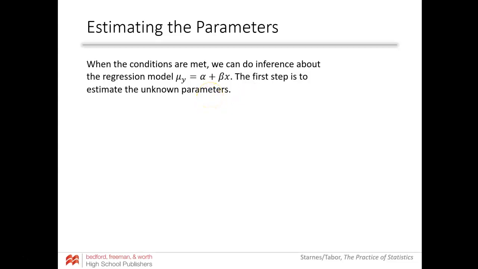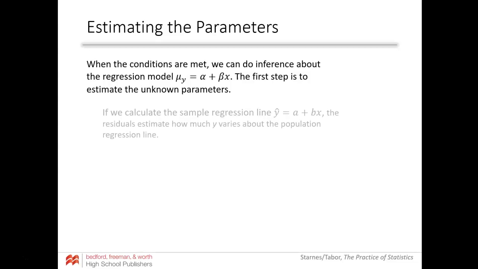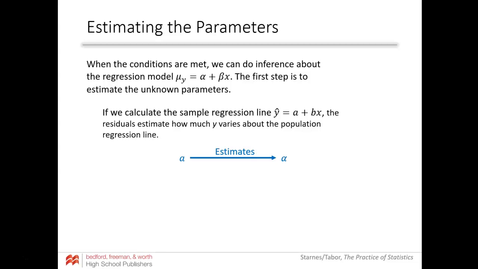When the conditions are met, then you can go ahead and do inference. So the two types of inference we're going to look at, as always, are hypothesis testing, but first we're going to look at confidence intervals. So the first step is to estimate the unknown parameters. Like we don't know alpha and we don't know beta, but we do know some sample data, right? We know the sample y-intercept and we know the sample slope, and we can figure out residuals to figure how much is varying from the population. So we're going to use, and this looks confusing because they look the same, a estimates alpha, and b estimates beta, and s, the standard deviation of the sample, will estimate sigma, the standard deviation of the population.